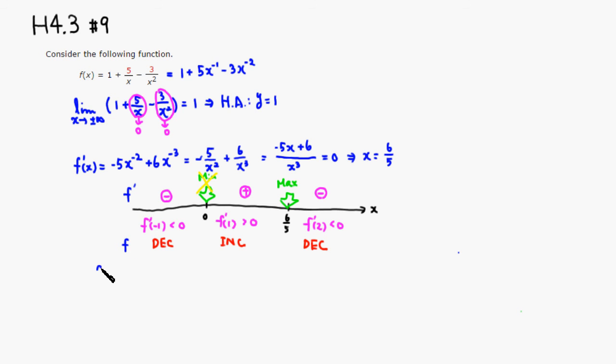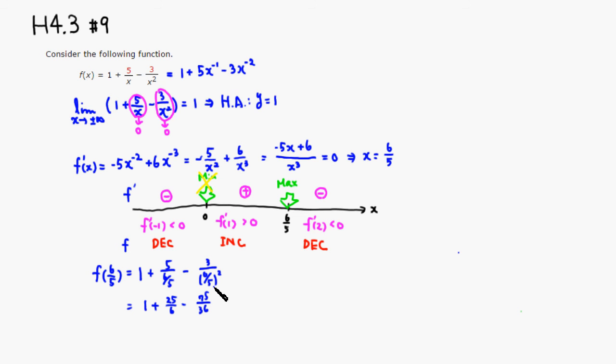So f of 6 over 5 is going to be 1 plus 5 over 6 over 5 minus 3 over 6 over 5 squared. Alright, so that's going to be 1 plus, this is 25 over 6 minus 25, so 75 over 36.